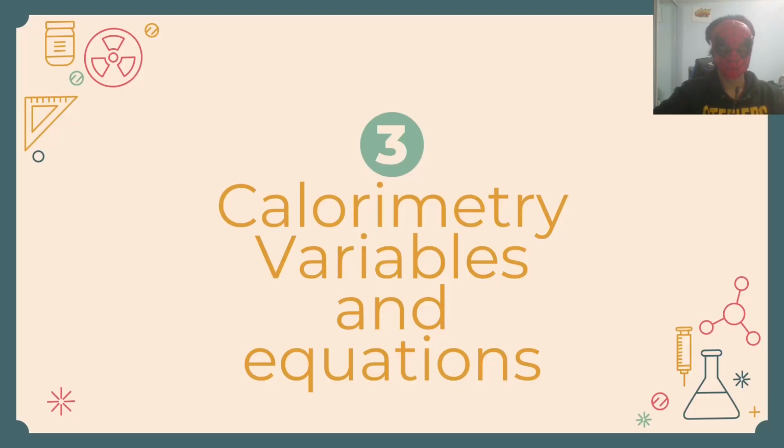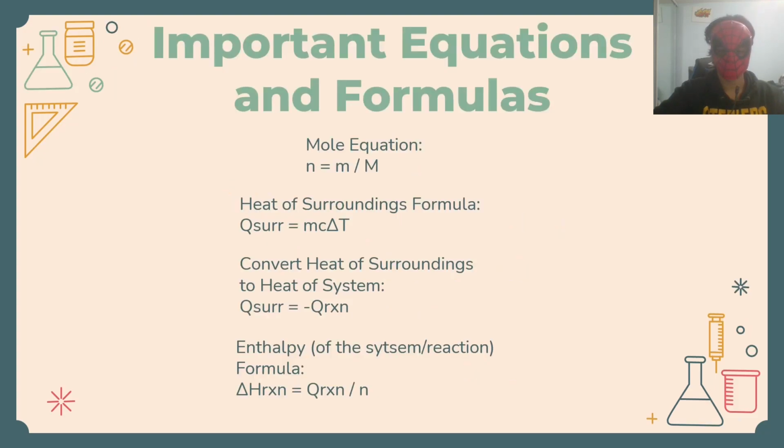Now that we have a basic understanding of calorimetry and the different types of calorimeters available, let's talk about some important equations and formulas that are commonly used in calorimetry. The first equation is the mole equation, which relates the number of moles, N, to the mass, lowercase m, and molar mass, uppercase M. It is written as N equals mass over molar mass. N equals m over uppercase M.